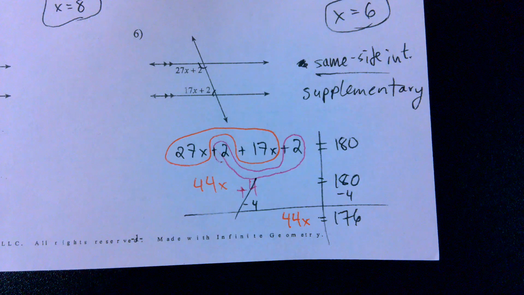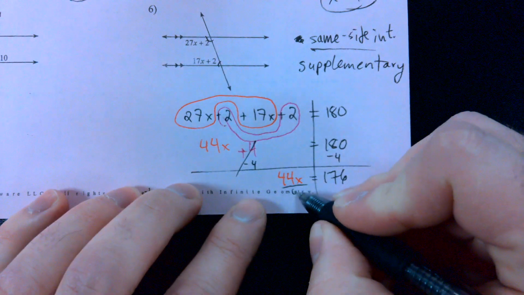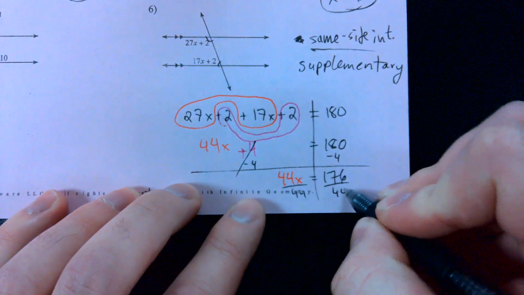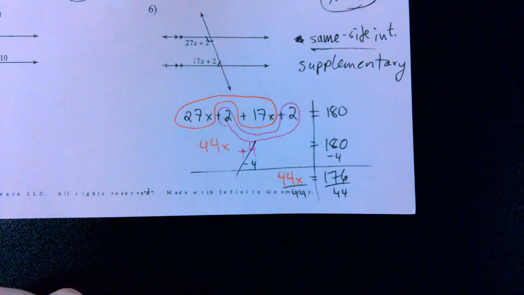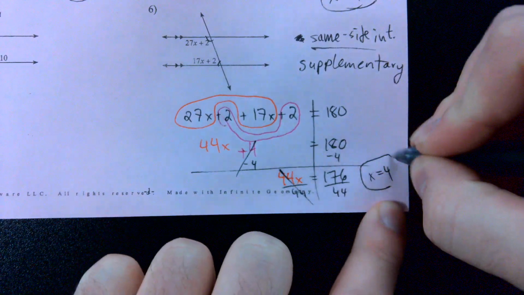And it looks like this is going to come out to 4. Did anybody else get 4 for their x here? If we divide by 44, we can't do that nice little trick from the warm-up because we'd have to carry the 1, and that makes it more confusing. But we get x is equal to 4.